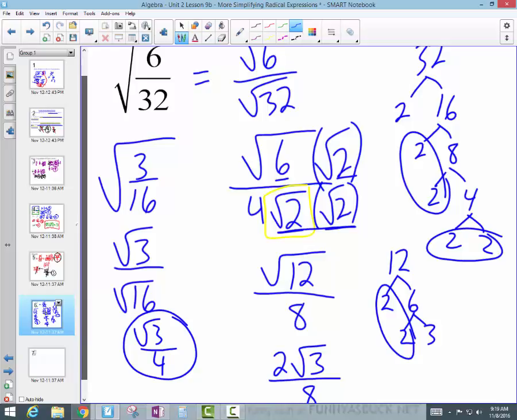So last example, 3 root 15 over root 27. 2 ways to do it. The long way, the short way, it's up to you. Let's go with the long way first as we look at this. Let's go the short way.